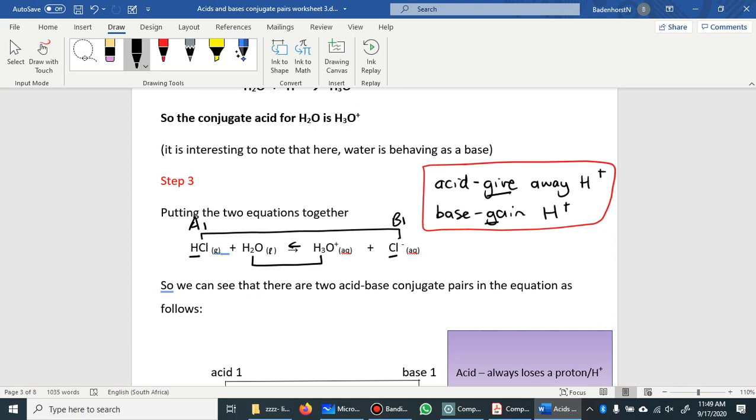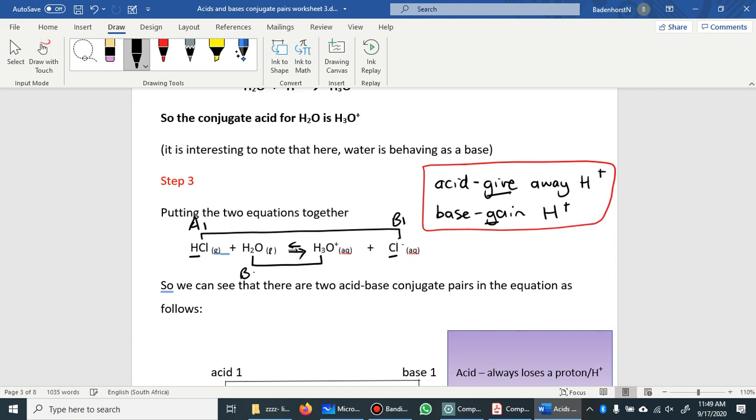Now let's look at the water. For water to become H3O plus, you have to ask yourself, what did the water do? Not the H3O plus, the water. You're reading it from left to right first. For the water to become H3O plus, it would have to gain a hydrogen. And if it gains a hydrogen, that means, if you look at your definition, something that gains a hydrogen is a base.